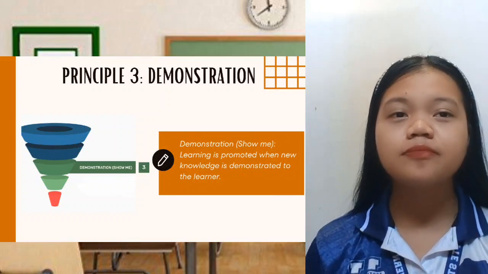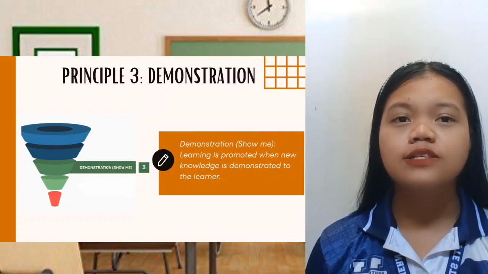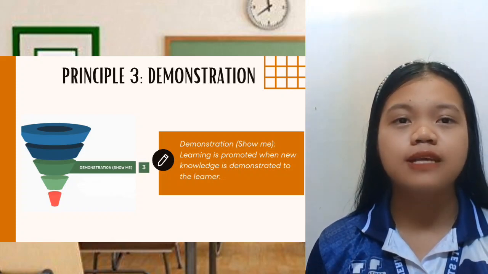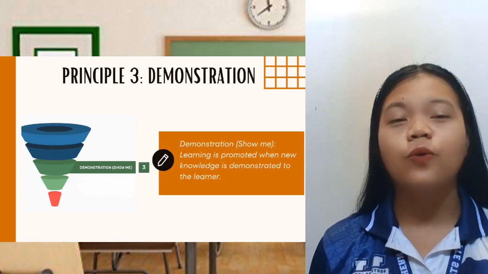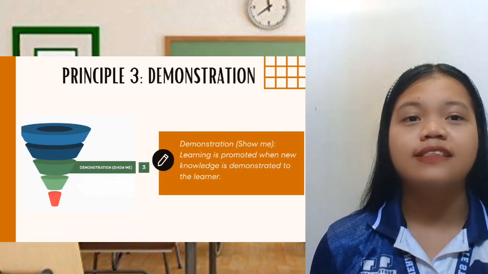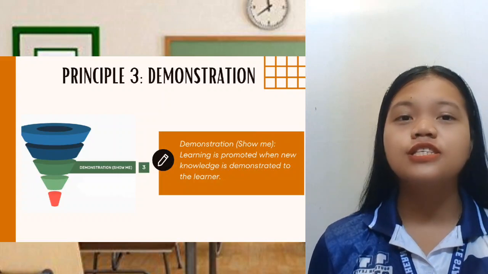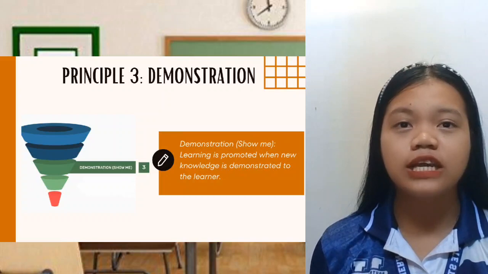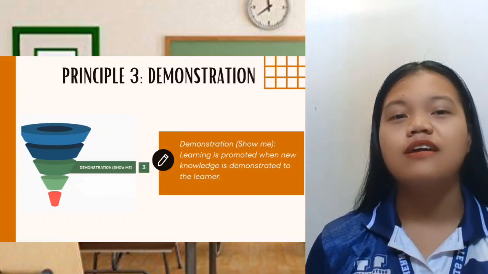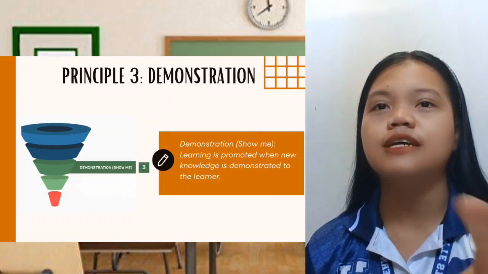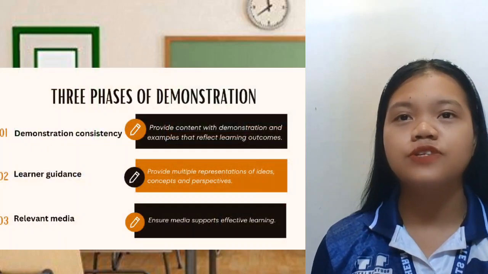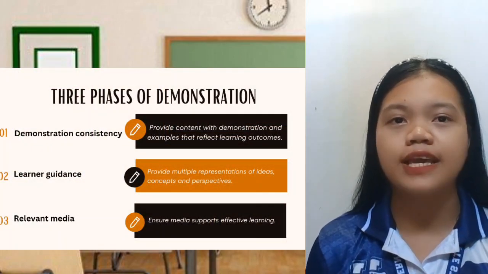So for example, math problem solving. A math teacher demonstrates how to solve a complex problem step by step on the board, showing the process and reasoning behind each calculation. This demonstration helps students to understand the problem-solving strategy and apply it to similar problems. So there are three phases of demonstration. First is demonstration consistency. It provides content with demonstration and examples that reflect learning outcomes.